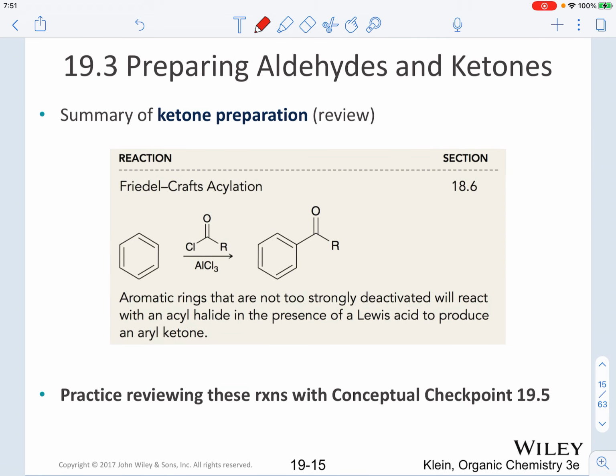Lastly, another way that we can prepare ketones, and this is specifically attached to aromatic rings, is through the Friedel-Crafts acylation reaction. So when we have aromatic rings that are not too strongly deactivated, they will react with an acyl halide in the presence of a Lewis acid to produce an aryl ketone.